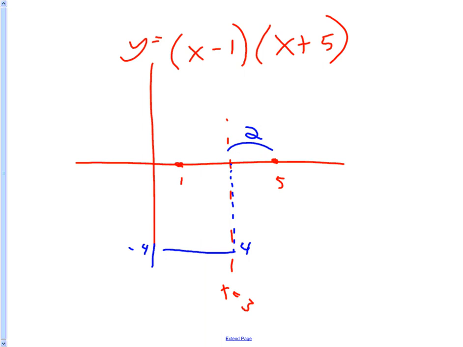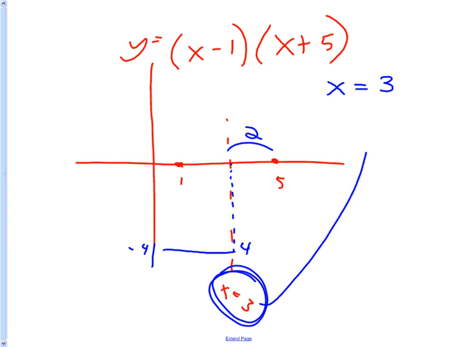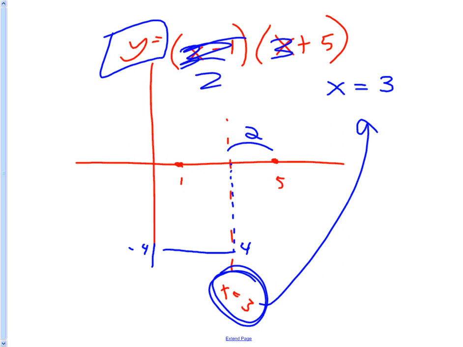But there's another way. Wouldn't you agree that I could write x equals 3 because of this, right? Now, can't I just stick that x equals 3 in there? Wherever I see an x, can't I put a 3? So if there's a 3 here and a 3 here, then haven't I got y equals all that stuff? Yeah, I've got my y. So let's actually do it. What's 3 minus 1? That's 2. What's 3 plus 5?